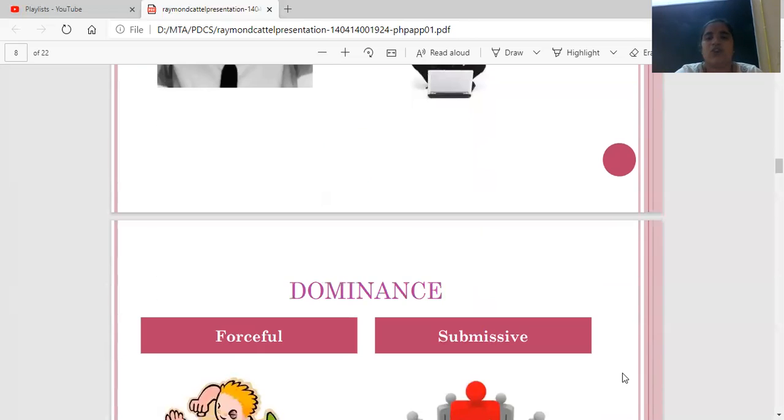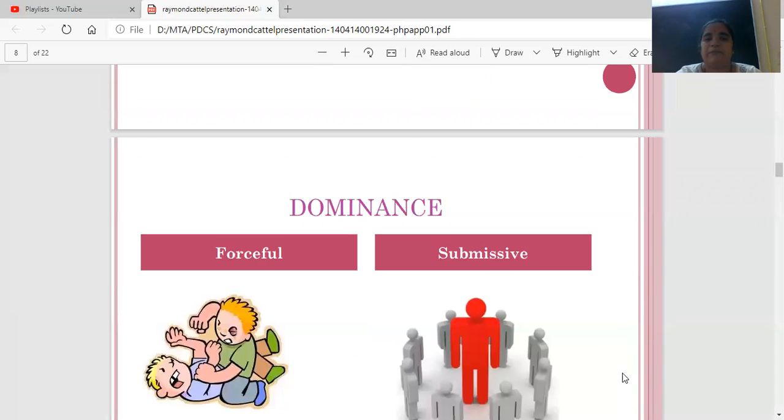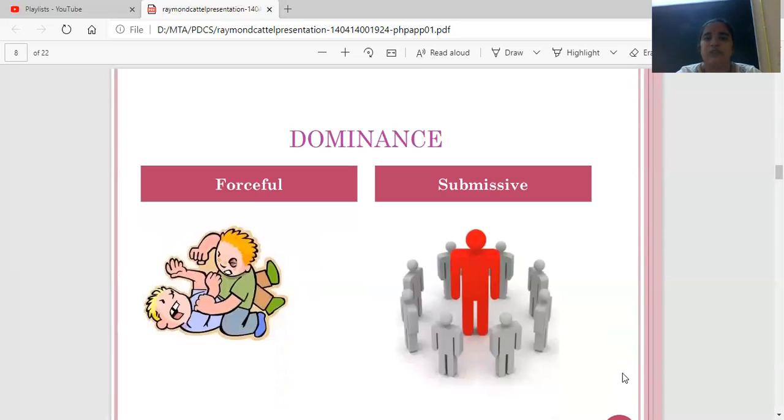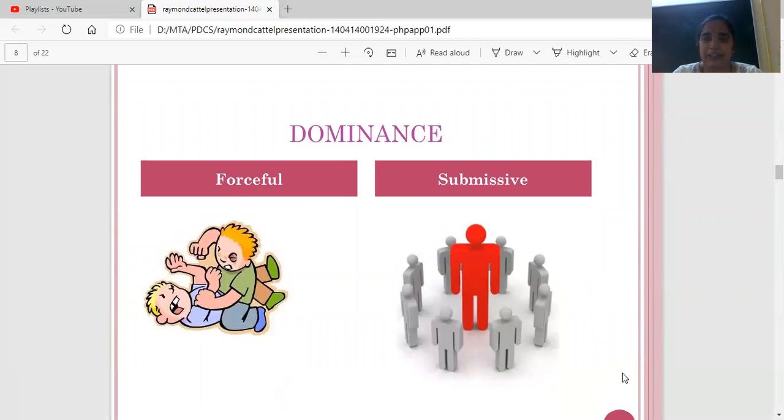Next trait is dominance. Dominance means whether I am forceful or I am submissive. When I say forceful, I mean I want to dominate in everything. Whatever I do should be accepted. People should follow me. If they are not listening to me, I will make them follow me forcefully. They don't like hearing no for an answer. They want people to just follow them blindly. They enjoy power. They feel good irritating others, or when somebody is submissive to them.